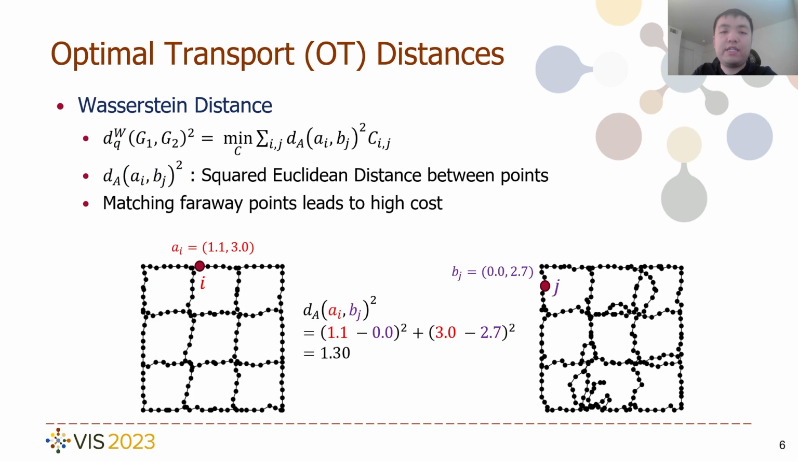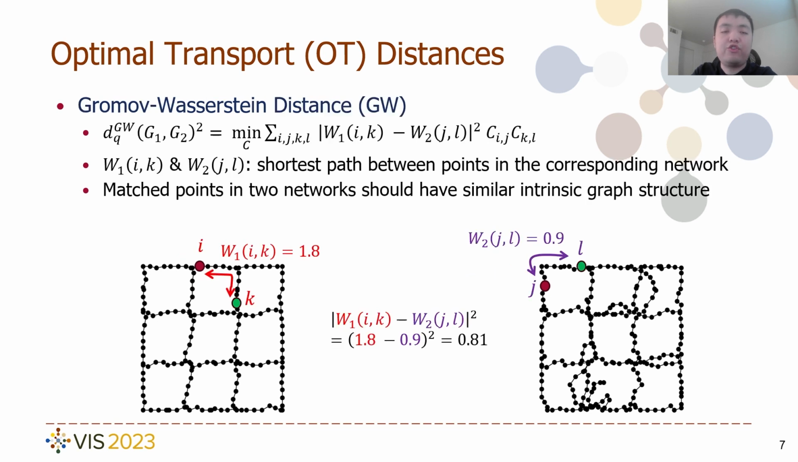Let's go through all the OT distances that we apply to compare Morse graphs. The first one is the Wasserstein distance. The coupling probability C is weighted by the squared Euclidean distance between points. The intuition is that matching faraway points gives a high cost. In the example below, if we try to match node I in the left graph to node J in the right, the loss of this matching will be the square of the x-coordinate difference adding the square of the y-coordinate difference, which is 1.3.